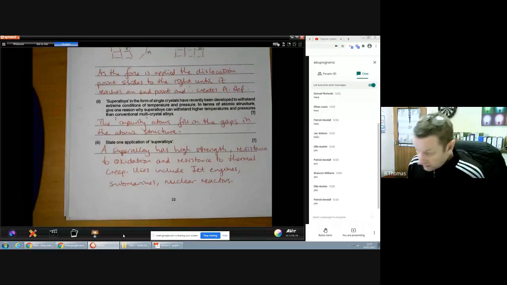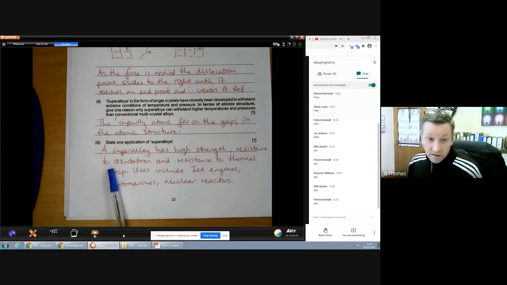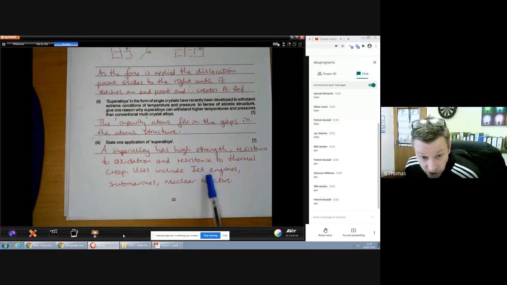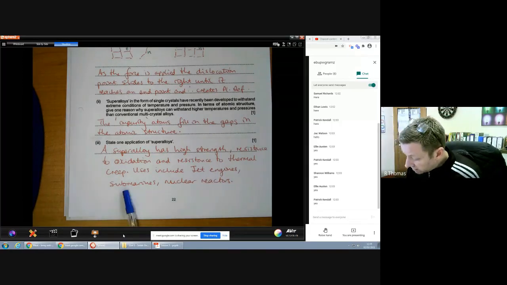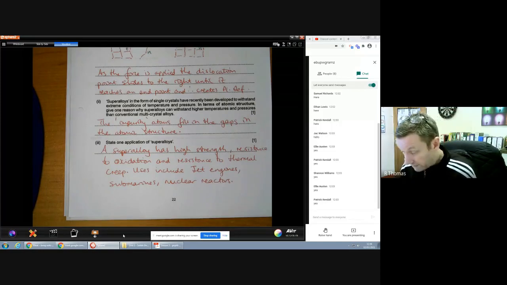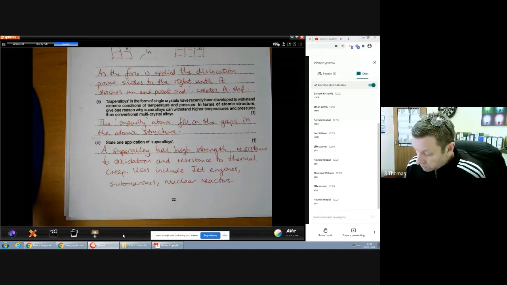Well, you're not going to know this, obviously, unless you've researched it, right? But because these superalloys have high strength and resistance to rusting or oxidation or being affected by extreme heat, we use them in things like jet engines, submarines, nuclear reactors, okay? So superalloys are used in those kinds of applications where you'll have extreme temperatures and pressures. Right, I hope that's okay.